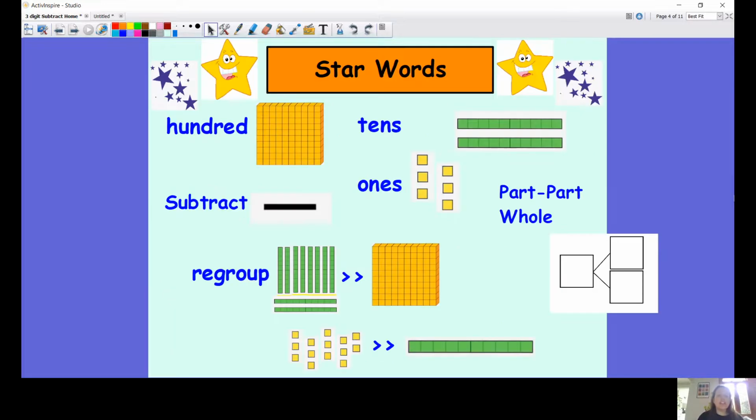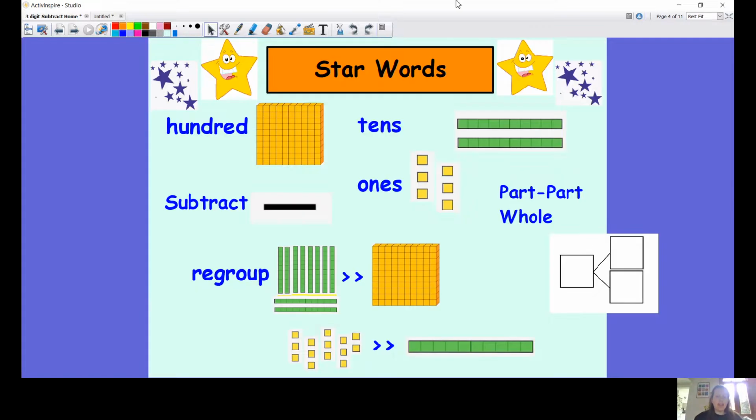So let's look at our star words for today. My turn, your turn. 100. Tens, subtract, ones, regroup, and it's still relevant for today, part, whole.